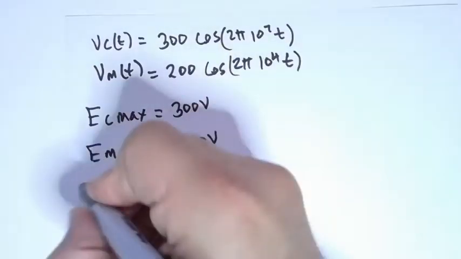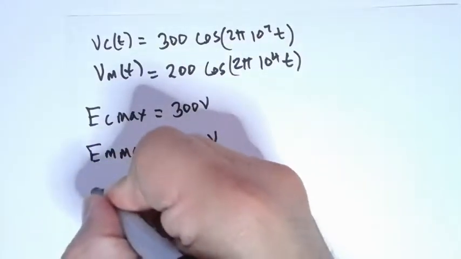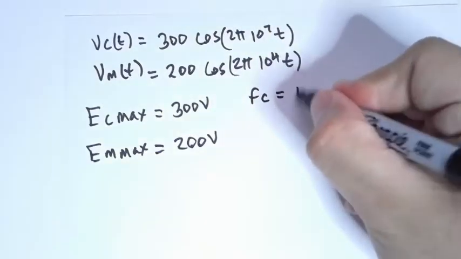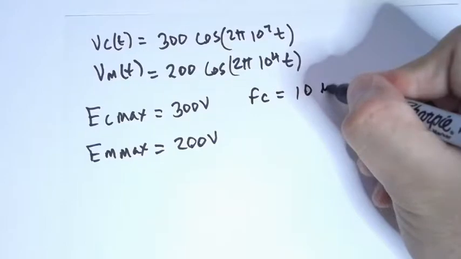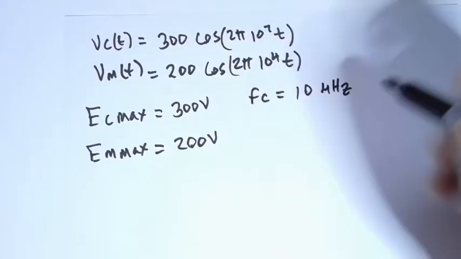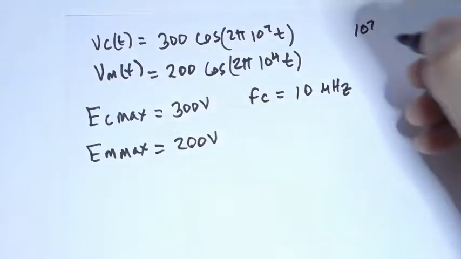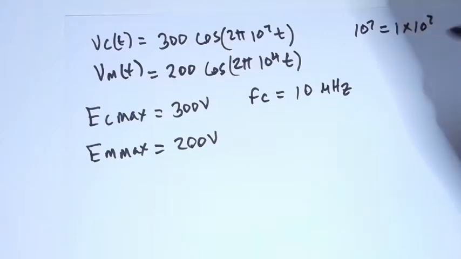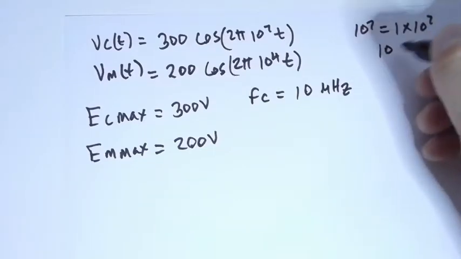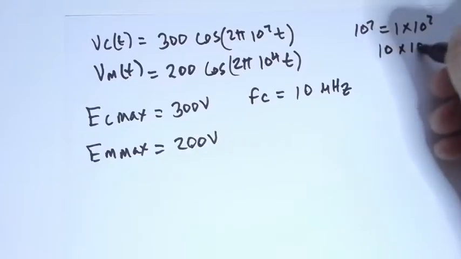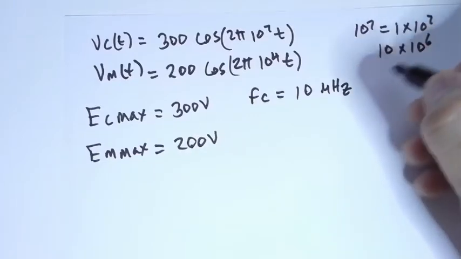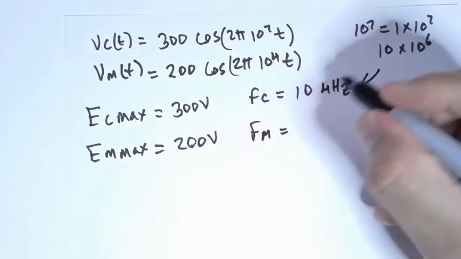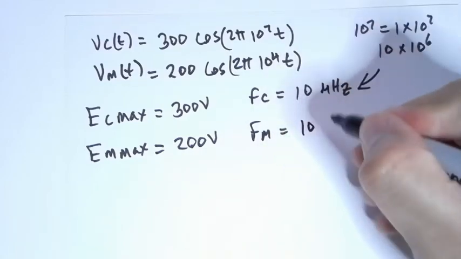And we also need the frequency of the carrier. We can write that over here. Fc is going to be 10 megahertz. 10.7 is equal to 1 times 10 to the 7, which is equal to 10 times 10 to the 6, or 10 megahertz. Then we have the modulating frequency, that is 10 kilohertz.